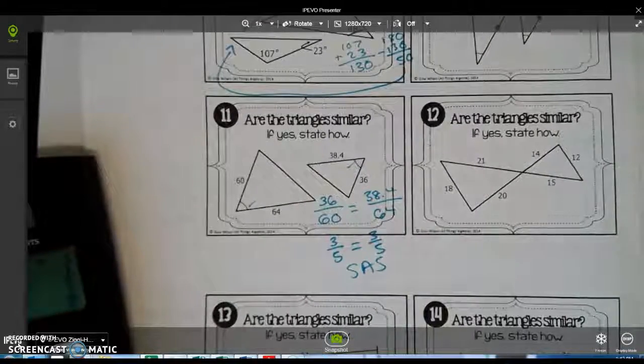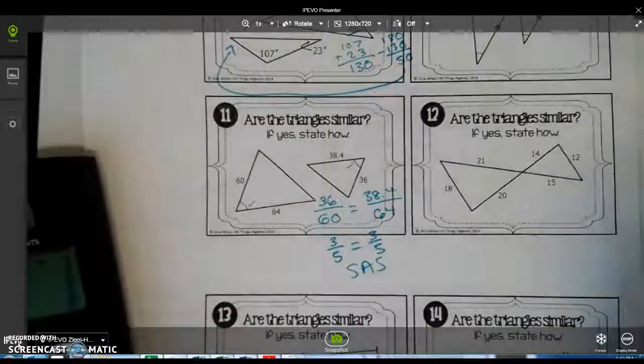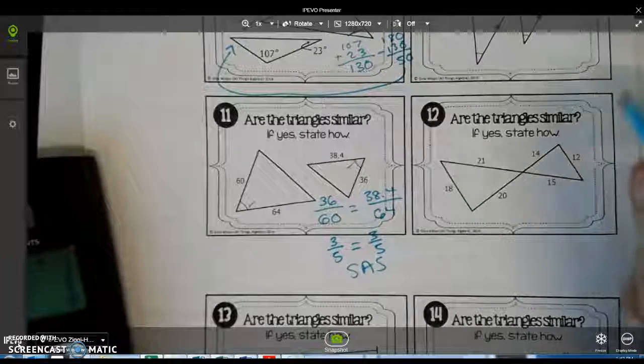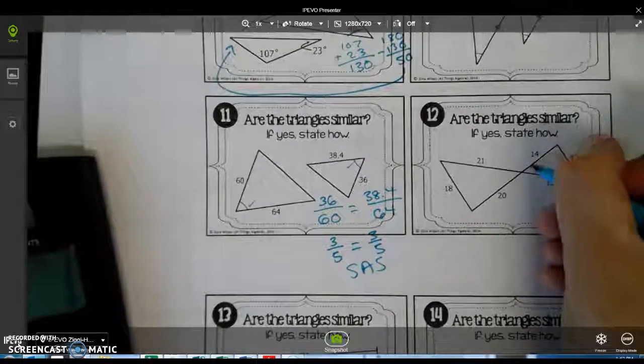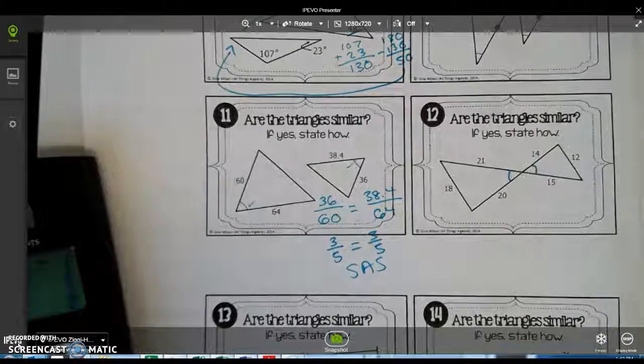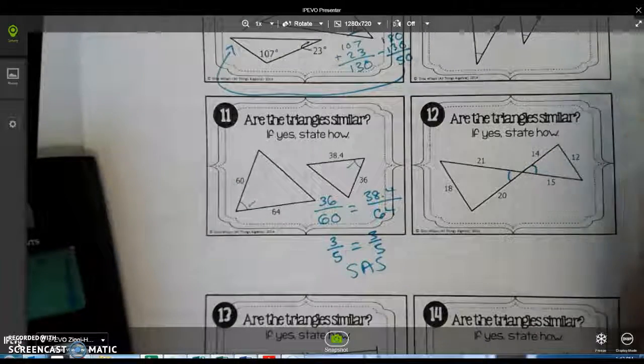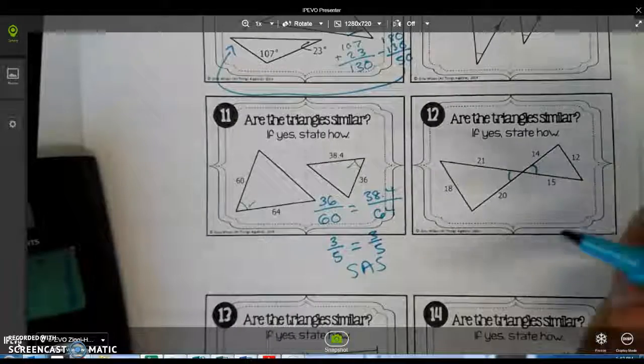Number 12. Are the triangles similar? If yes, state how. So, I've actually got two options here again. I could do side, angle, side, or side, side, side. This time I'm going to choose side, side, side, because I don't think most of you are going to see this. These are vertical, right? The nice thing about being able to see the side, angle, side is then you can use cross multiplication instead of having to do the proportions. But let's go ahead. Well, you have to do proportion. You don't have to do 3 of them. You just have to do 2 of them.